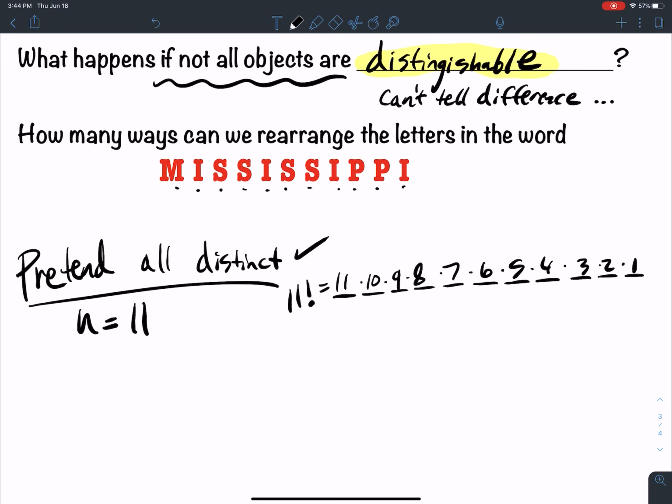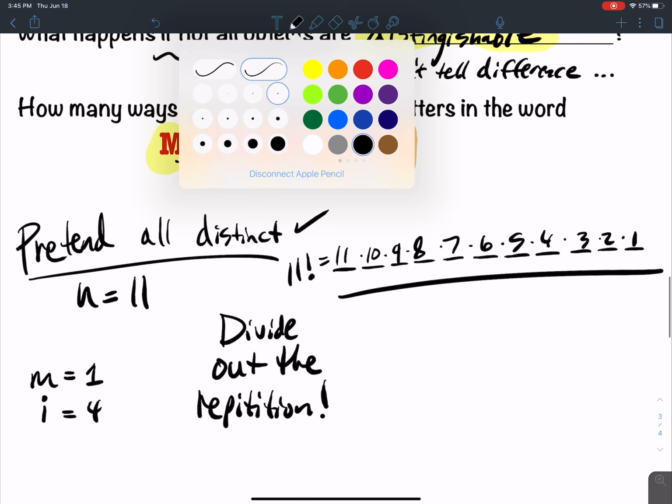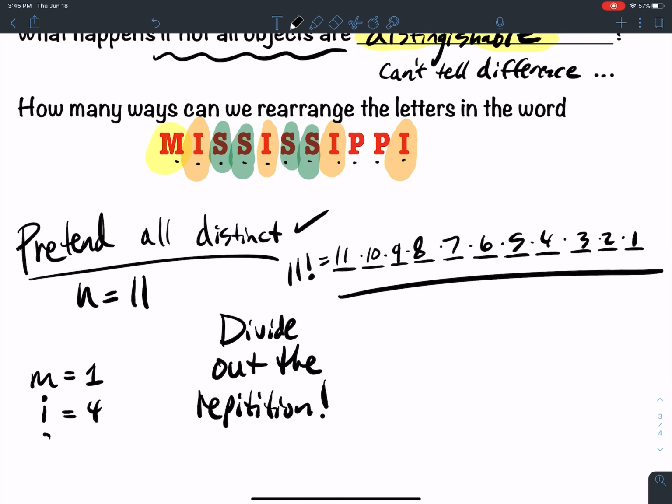Now, I pretend they're all distinct, but they aren't. So then I have to divide out the repetition. So what is the repetition? How many M's are there? There's only one M. How many I's do I have? I have 4 I's. I've got 4 S's. And I have 2 P's.